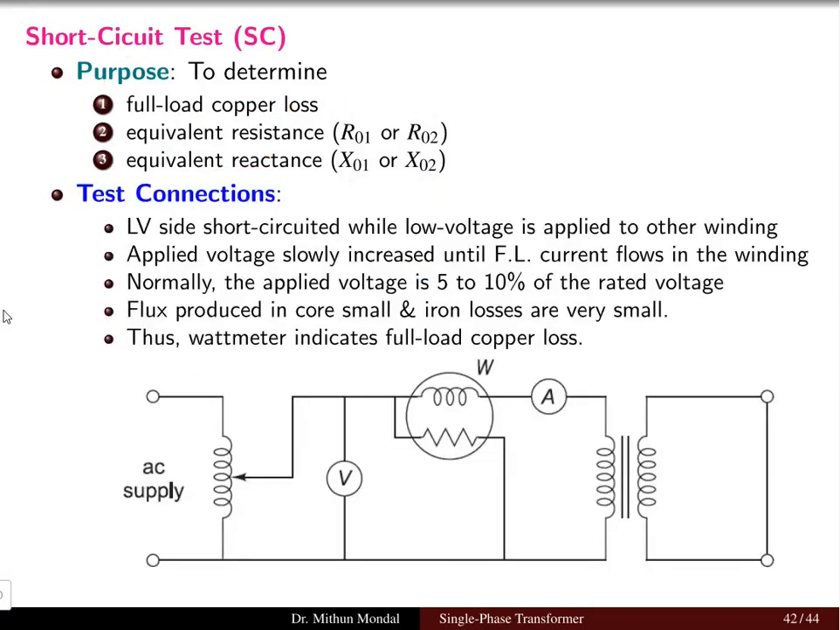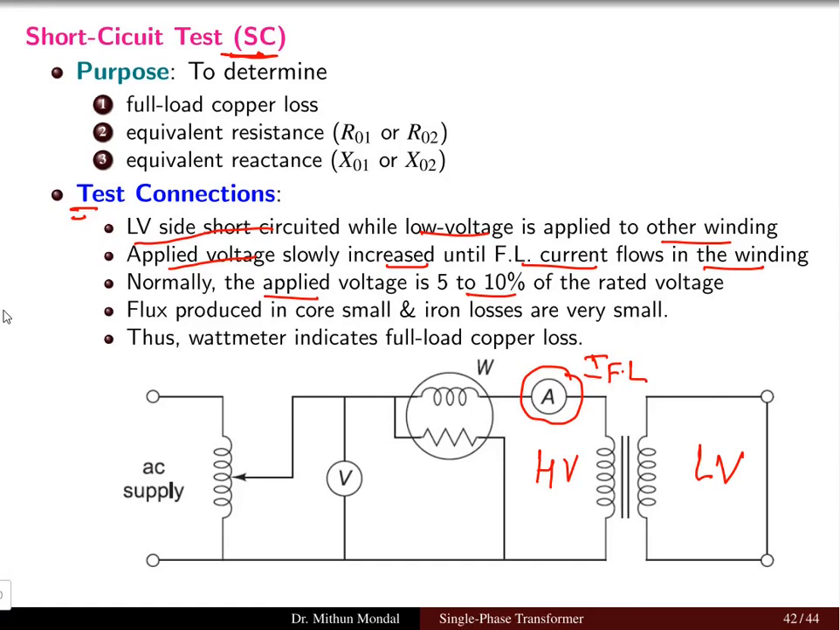For the test connection, because this is a short circuit test, we have to short the low voltage side. We never short circuit the high voltage side, and the voltage is applied to the other winding. This side we will have the high voltage winding, and the voltage is slowly applied until the full load current flows in the winding. So this ammeter should show the full load current, and slowly the voltage has to be varied. Normally the applied voltage is 5 to 10% of the rated voltage.